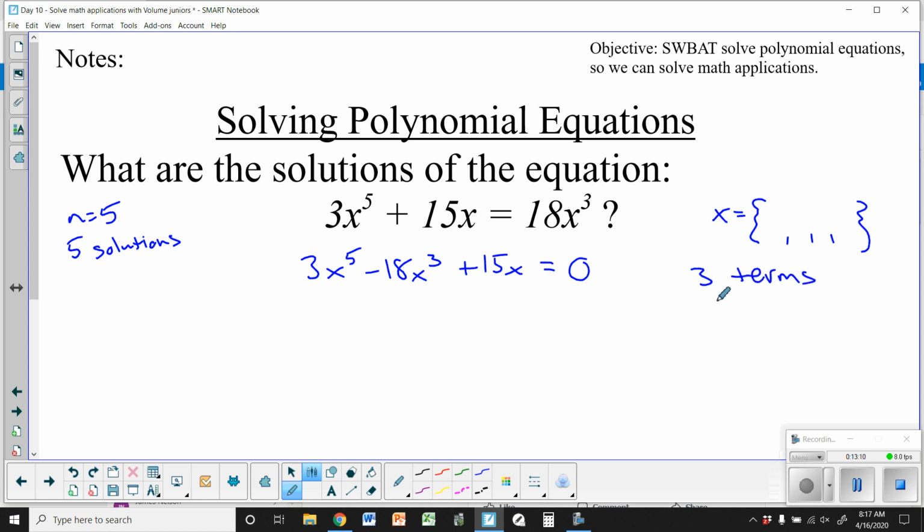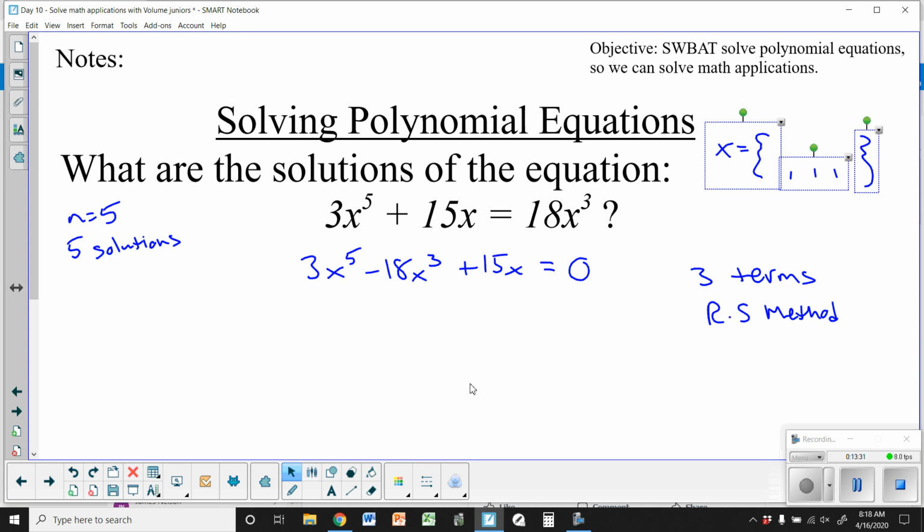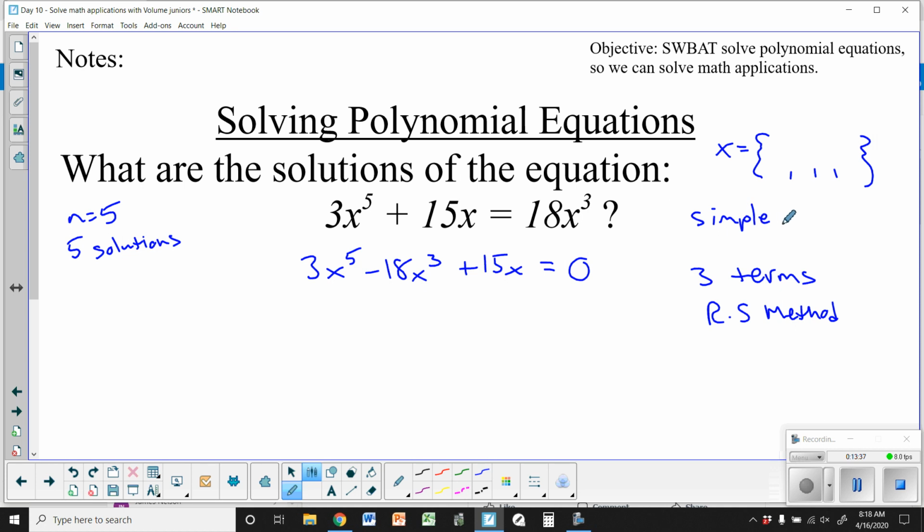In 3 terms, we're thinking, that's right. We're looking at doing some RS method. But before we even do that, can we do some simple factoring? So that's what this problem is really looking at. Can we simple factor? Can we factor out a number first or a number of variables? So simple factor is actually what we need to do first.